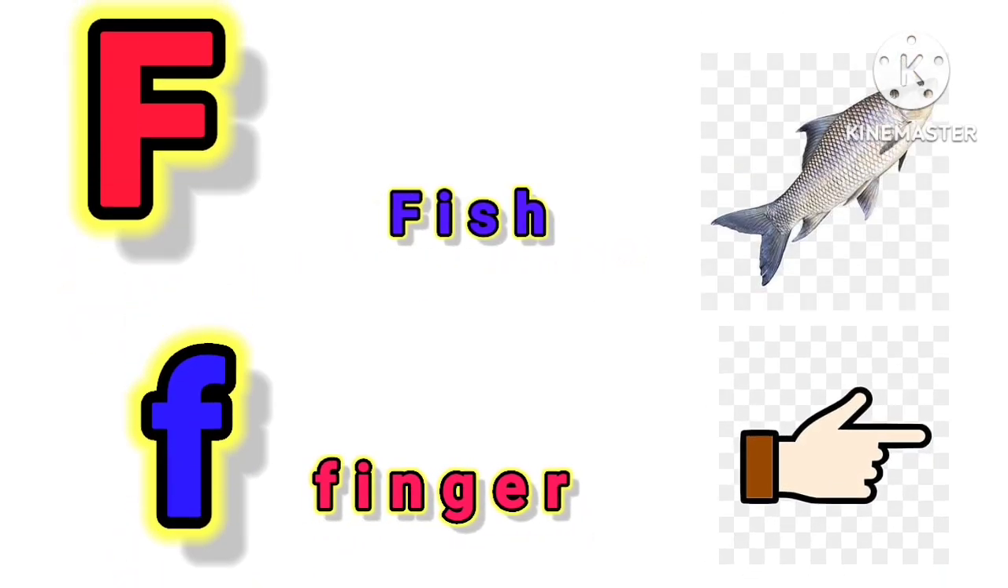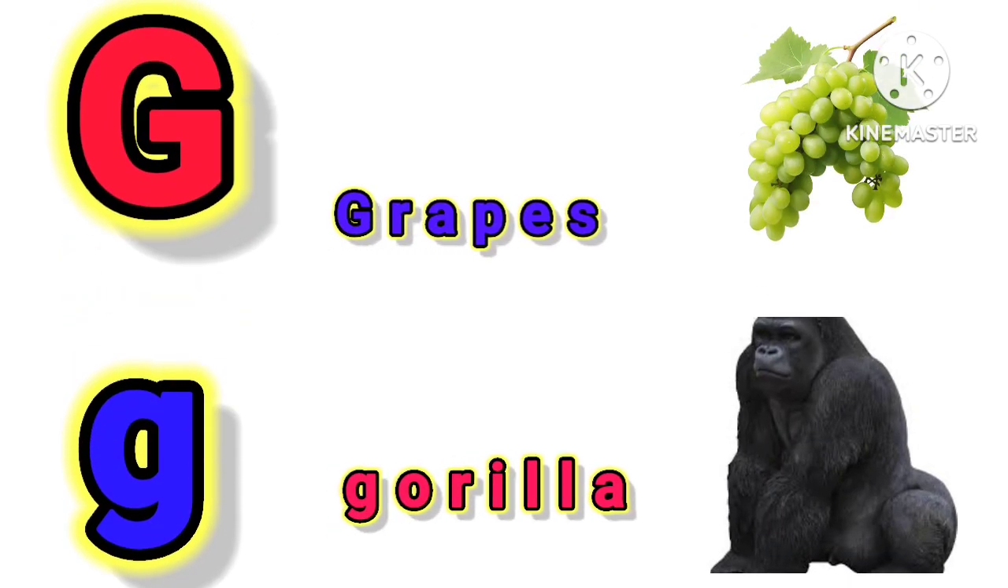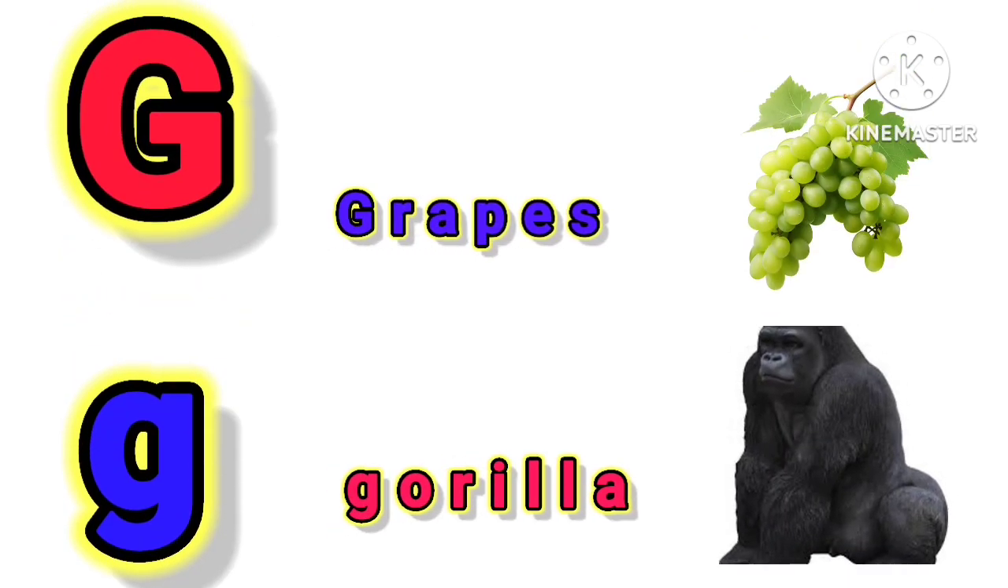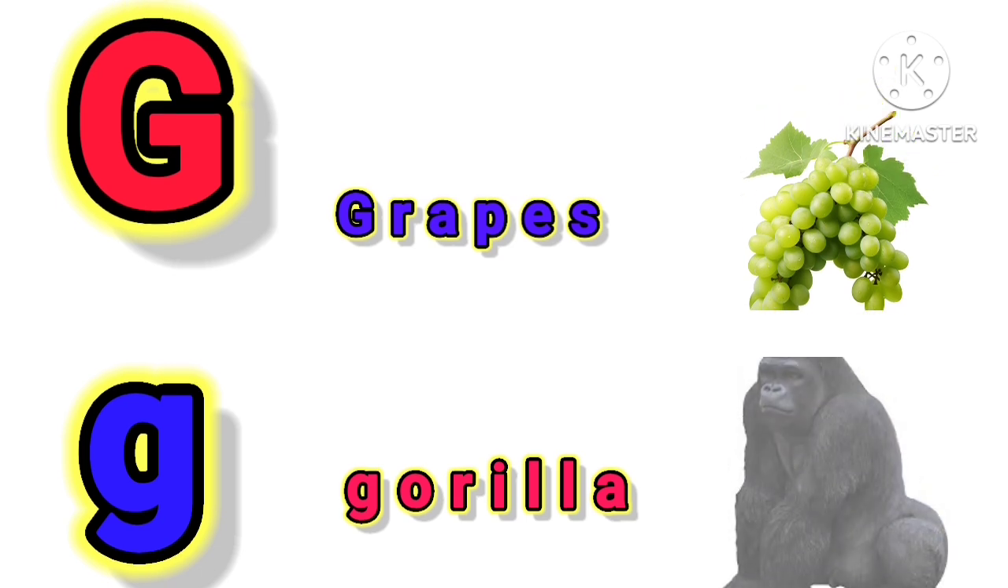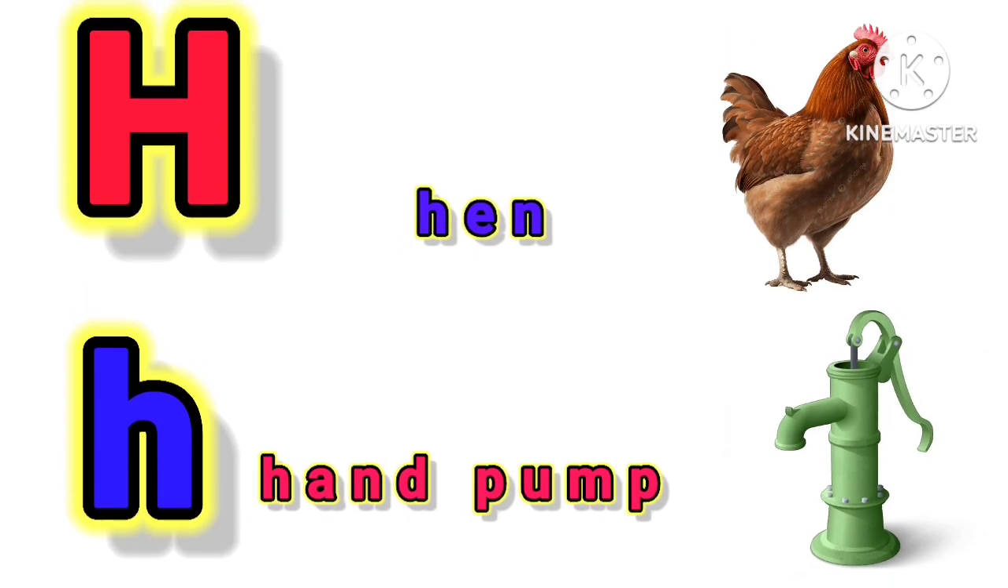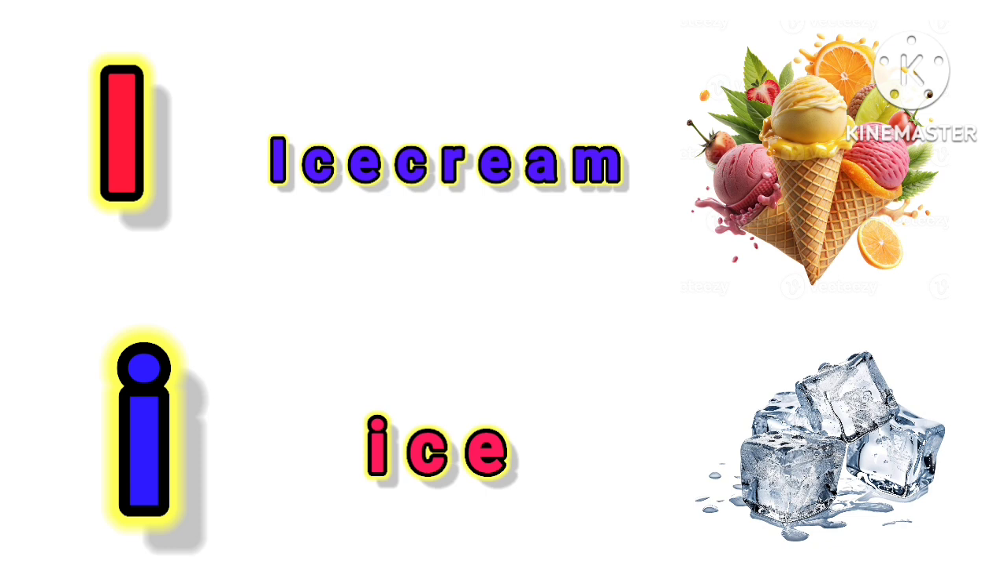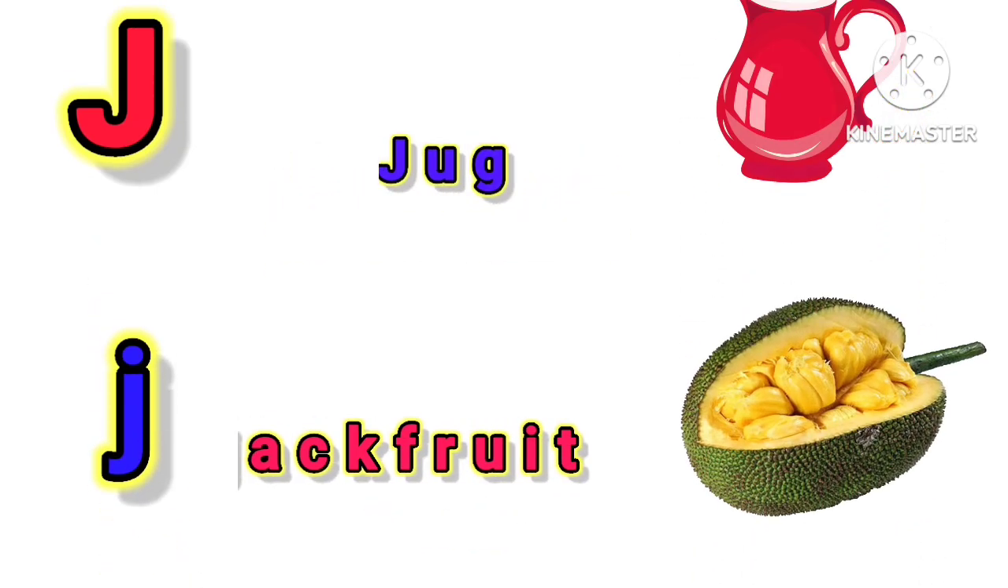F for fish, F for finger. Very good. G for grapes, G for gorilla. H for hand, H for hand palm. बहुत अच्छे। Very good. I for ice cream, I for eyes. Very good.